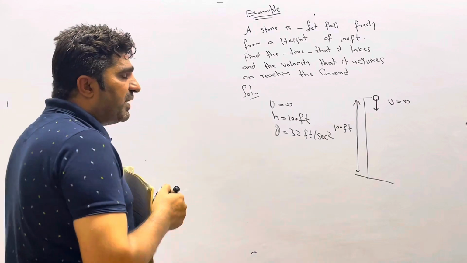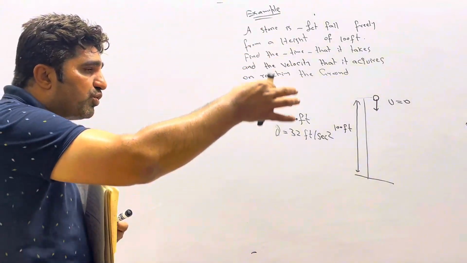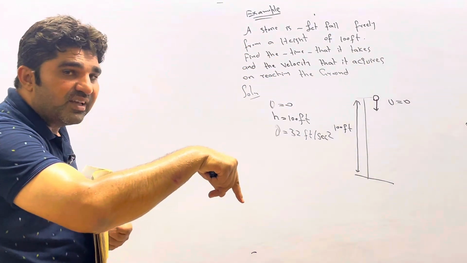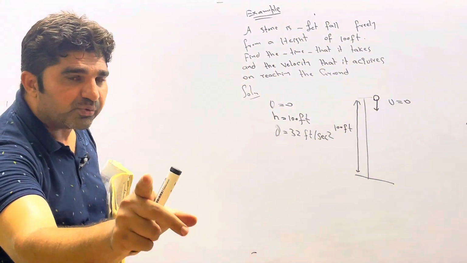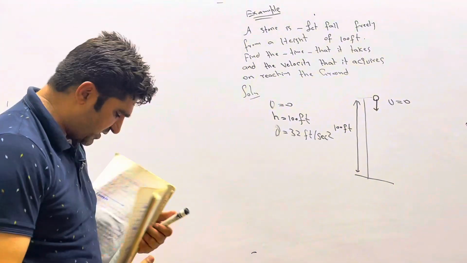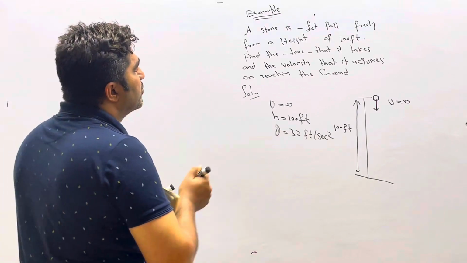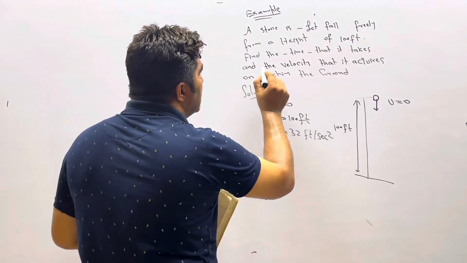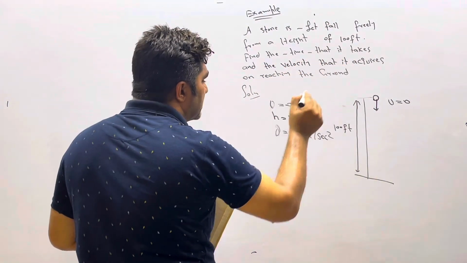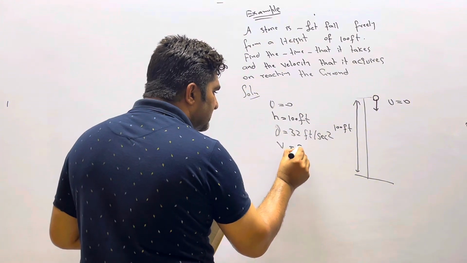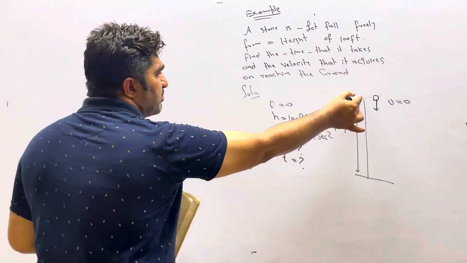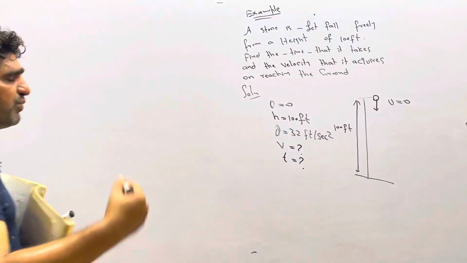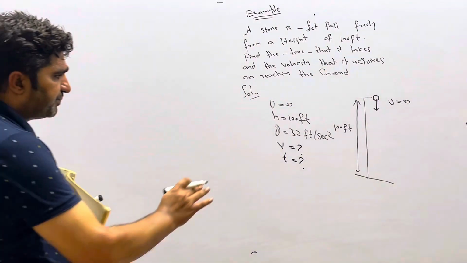Another thing, the particle is moving from up to down, so G will be positive here. If the particle is moving from down to up, its G will be negative. Okay, now G is positive. Now what do you have to do? Find the time that it takes and the velocity on reaching. It means you have to find the final velocity and the time taken for the particle to reach from this to this. First of all, we find the final velocity.